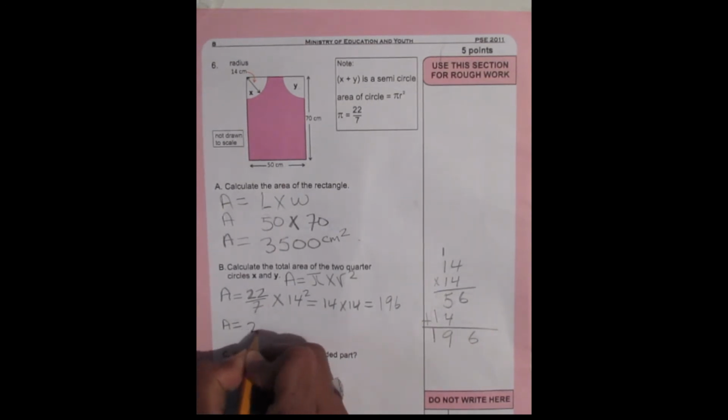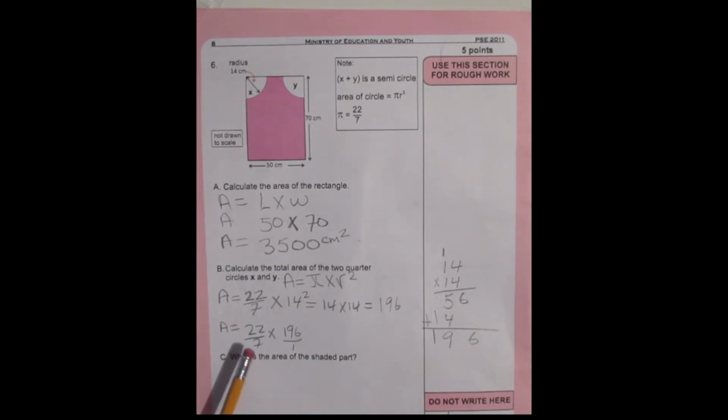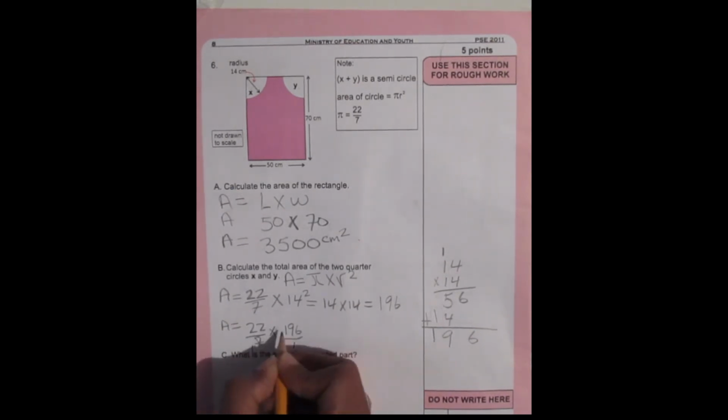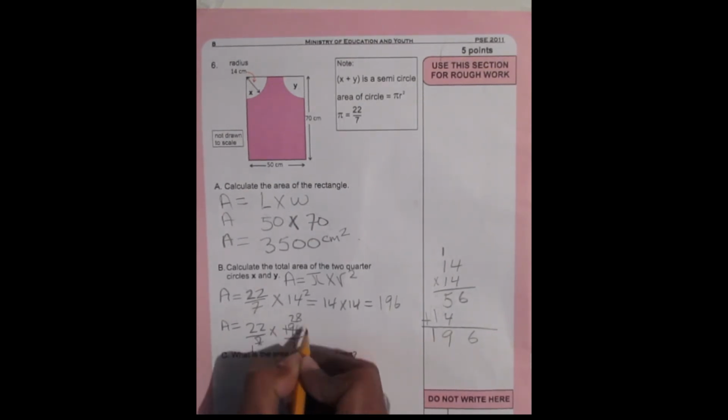So now we want to continue with this problem, and its area equals 22 over 7 times 196 over 1. So again, remember 22 over 7 is from pi, and we get this 196 from r square, which is 14 square, which is 14 times 14. Then as we look in our problem, we could cancel out. 7 could go into 7 one time. 7 could go into 196 28 times. So now all we need to do is to multiply 22 times 28.